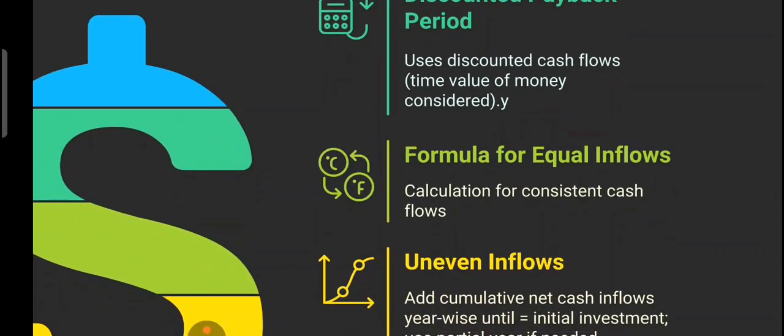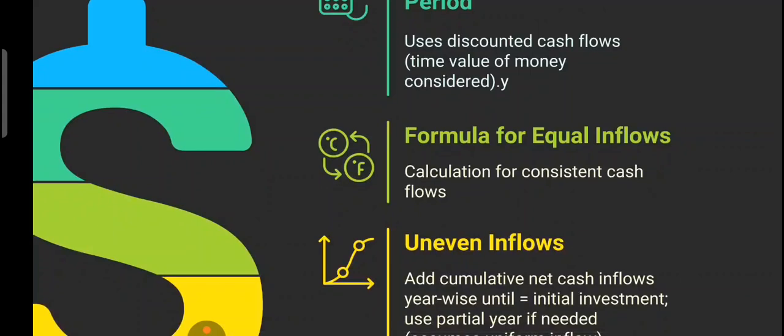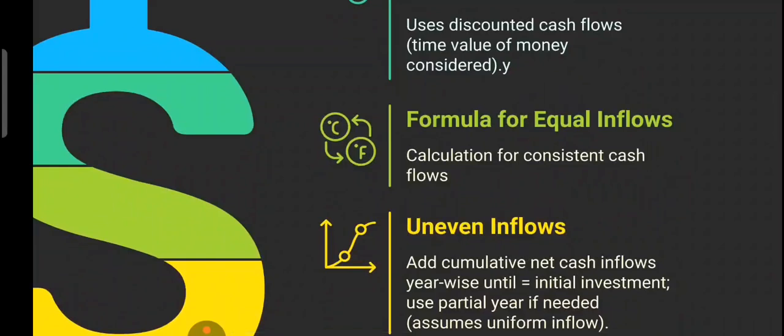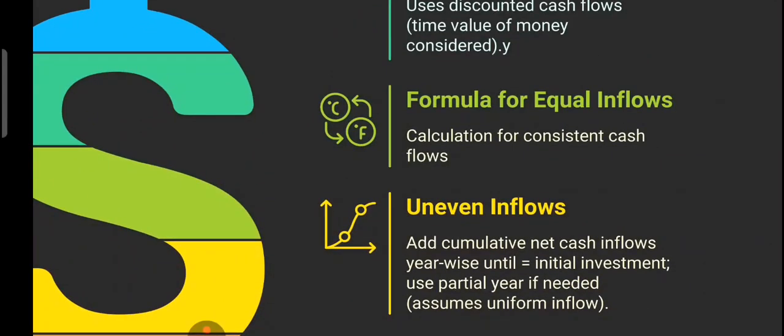So suppose your project generates equal inflows, the calculation is very easy and consistent. Suppose every year you are getting 50,000 as cash inflow, and you have invested 2 lakh. So obviously after 4 years you will be able to get back your investment, isn't it? But we are not taking the time value of money into consideration here. So that is why I am telling you that the formula is very simple if our cash inflow is constant.